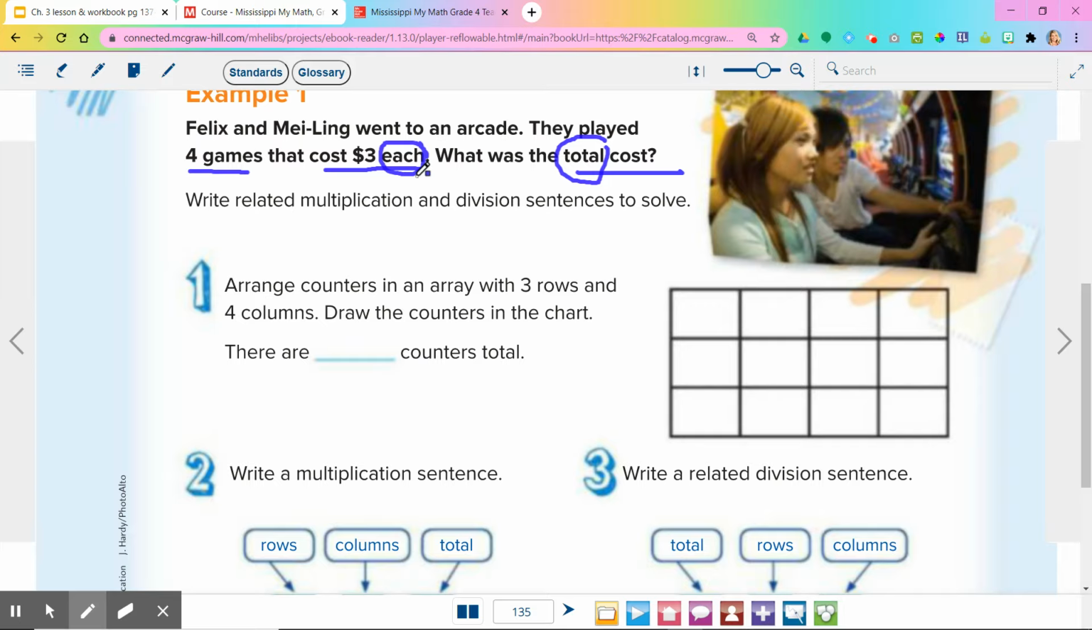That word each is so very important because usually when we read that word, that signifies that I'm dealing with equal groups, which means I'm going to need to multiply or divide. Now, if we think about what's happening in this problem, if they're playing 4 games and they each cost $3 and it's asking us for the total, then we know my answer has to be bigger.